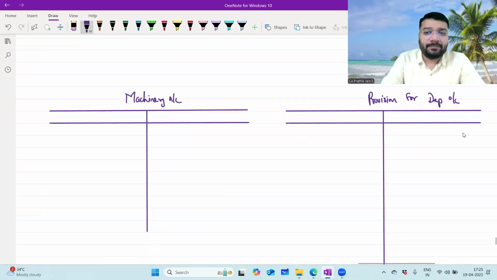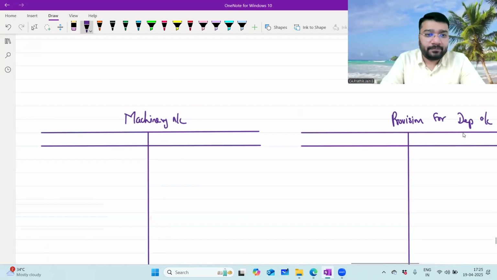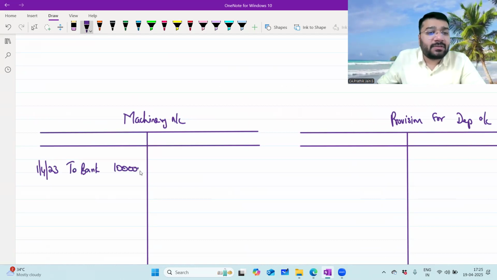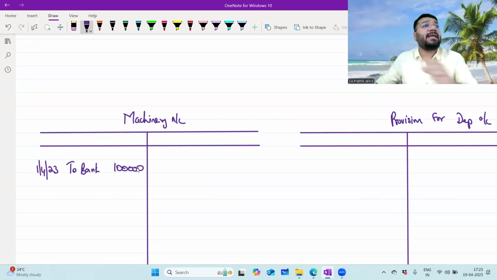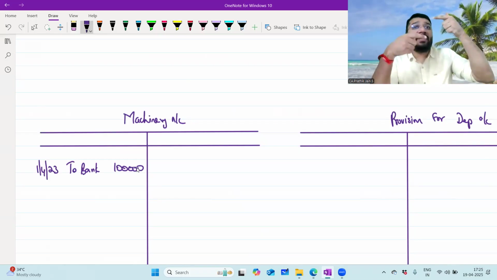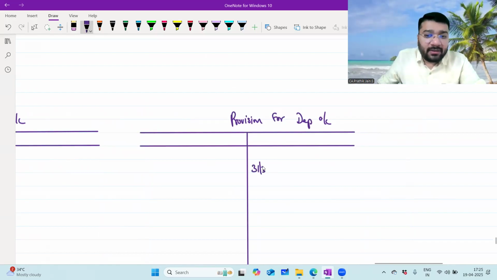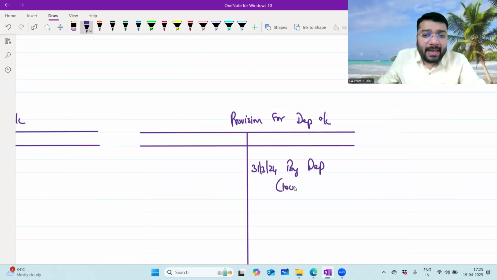Please tell me the posting, people. First on 1/4, which date? 1/4/23. Machinery to bank. So new asset purchased for 1 lakh rupees. Next entry. Depreciation to provision for depreciation. So in the PFD account, by depreciation. On what date? Very good. 31/3/24, by depreciation. So it is 1 lakh into 10%. I'm using the asset for the entire year. So full 12 months depreciation, 10,000.